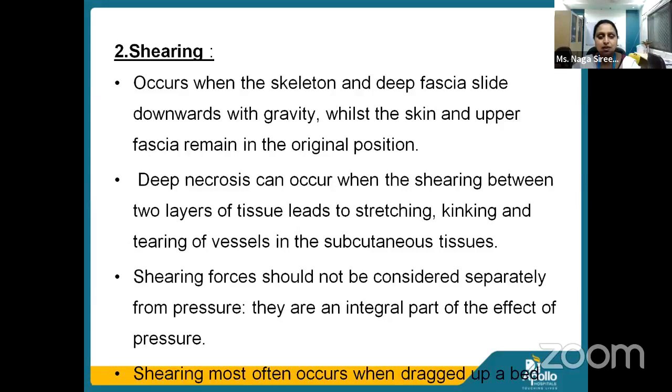Shearing is also very important. Deep necrosis can occur when the shearing between two layers of tissue leads to stretching, kinking, and tearing of the vessels in the subcutaneous tissue. This is also something we need to observe.